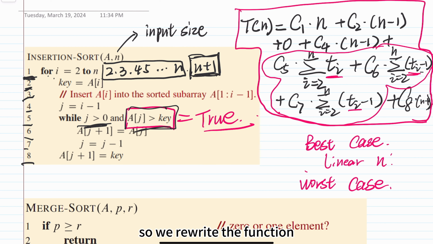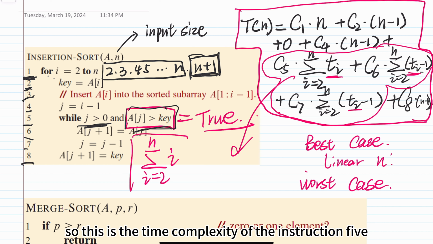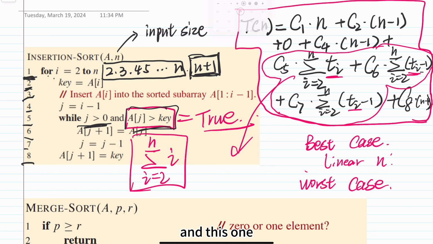So we rewrite the function from here. For i equal to 2 to n and t_i, we remove t_i and change it to i. So this is the time complexity of instruction 5. And this can be converted to the sum of i from 1 to n, and i minus 1.